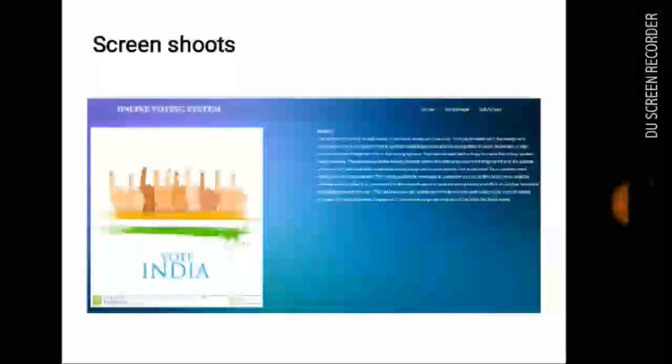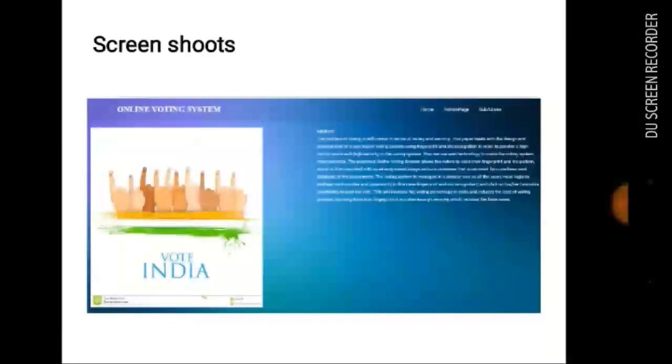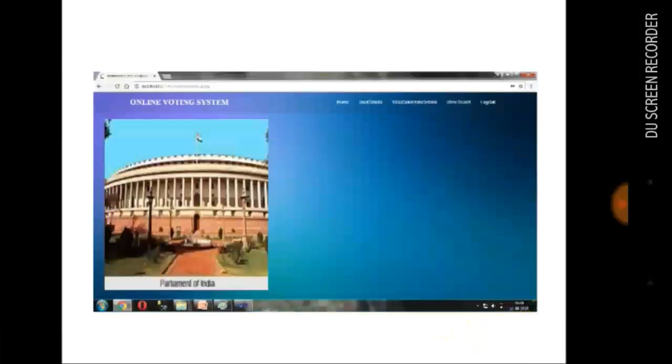We can look at the screenshots. It helps to show how the project ran. I have three modules: home, admin page, and sub admin page. The admin page contains the user details, candidate details, and the result of the election. These functions it has itself.